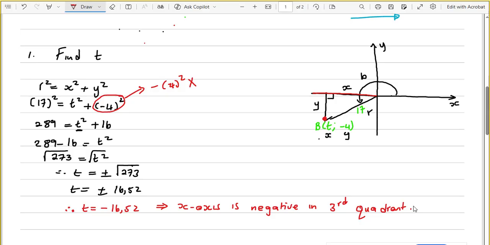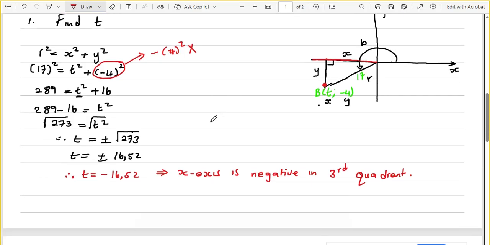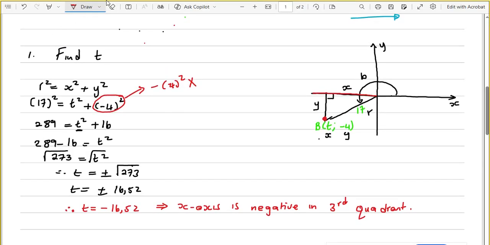And that's it for this one. Right. Now let's say they want you to find the magnitude of B. B is the angle, right? Can you see that B? Let's say the second question wants you to find the magnitude of B.